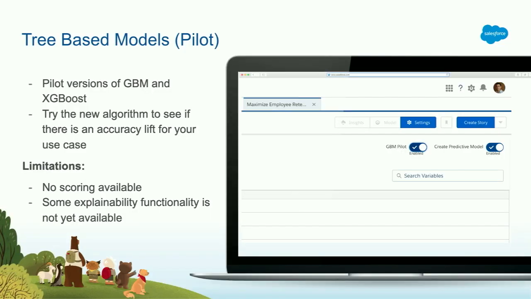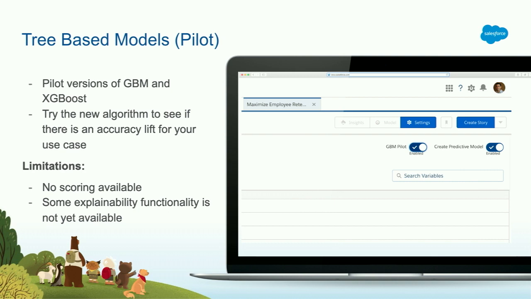So first I want to talk about tree-based models. What you're pretty used to is seeing the linear models in Einstein Discovery. So it's just the linear model where you just do one of two types of predictions. Now what we're going to do is pilot both GBM and XGBoost. So users will have the ability to turn this on and just play with what these new models look like, what their performance looks like, or you can leave it up to Discovery to pick the best algorithm for your data set. So we'll run all of them and give you the one that performs the best.